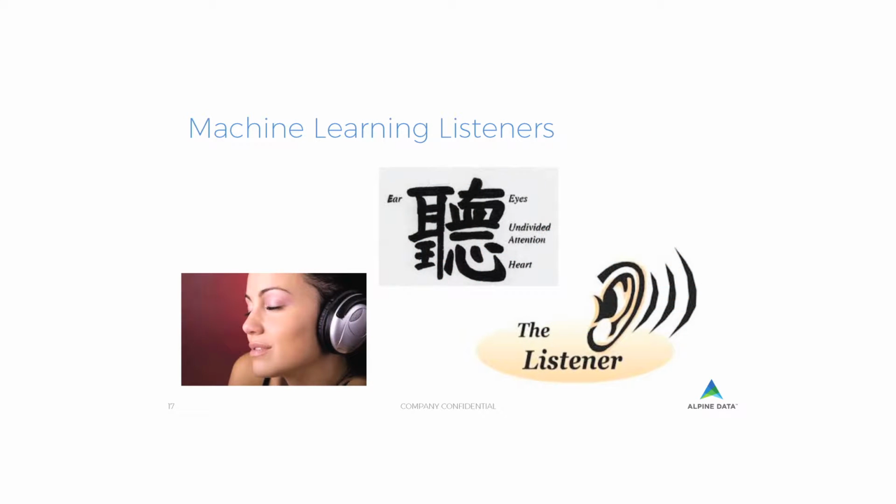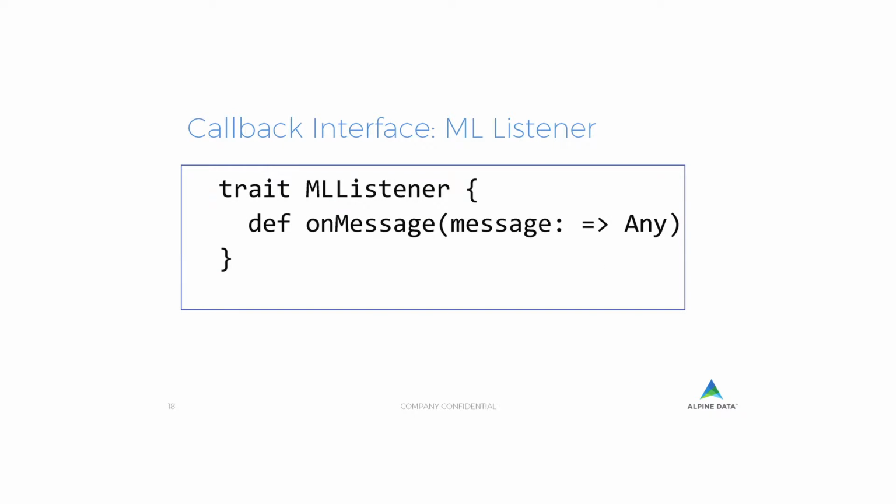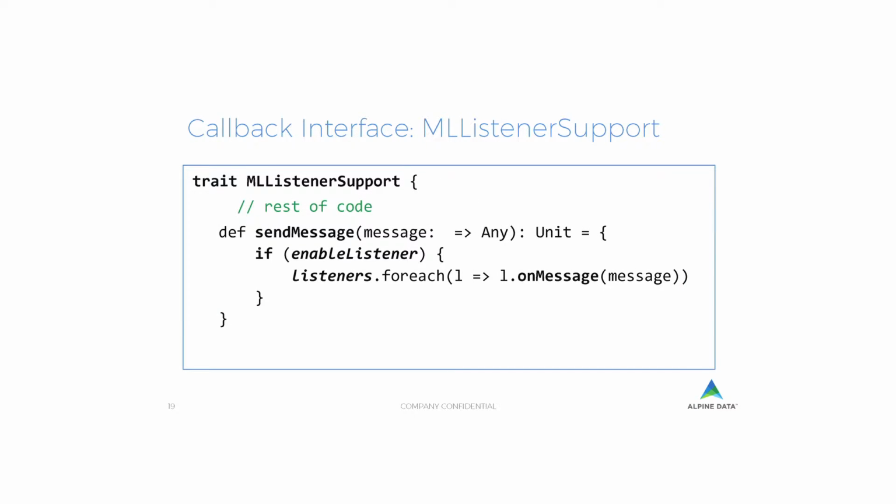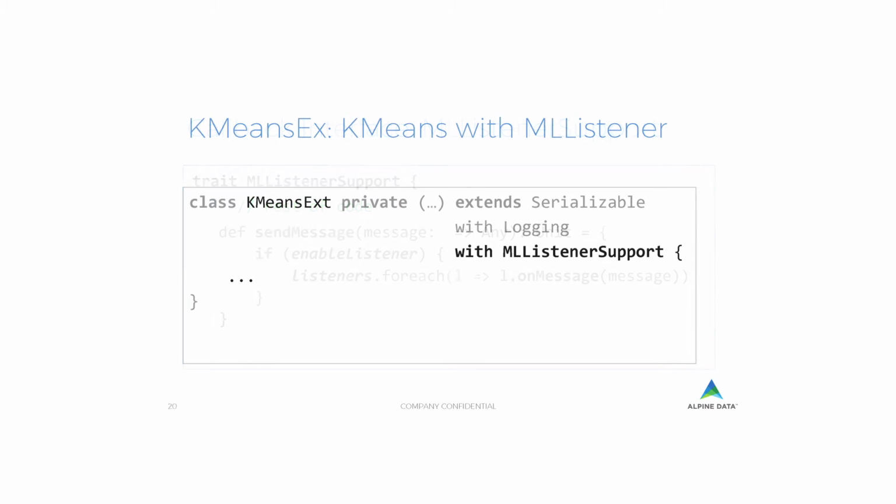All right, so let's get into the listener part. It's actually a quite simple interface. For example, we define an interface called MLListener. It has a simple signature called onMessage, and the message is passed over. The other interface is MLListenerSupport. Basically, when you send a message, you pass whatever message. If the listener is enabled, we just call onMessage for each listener.